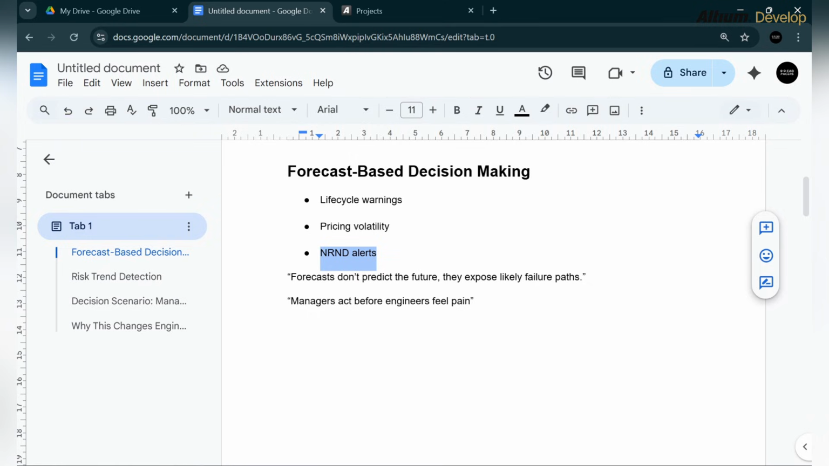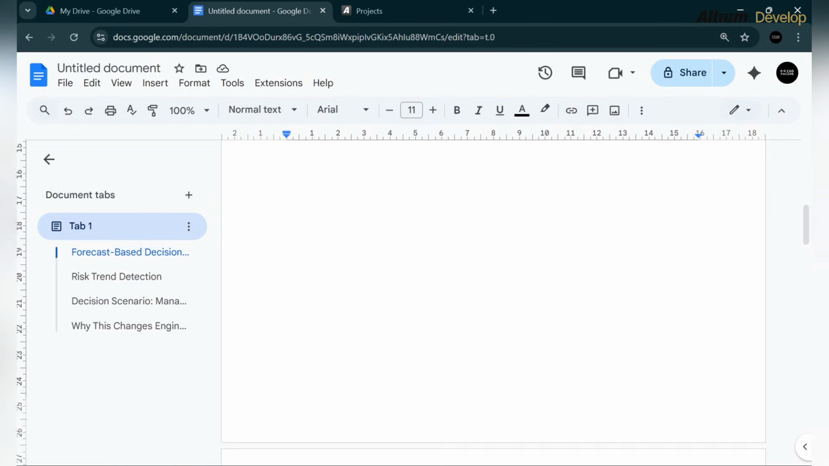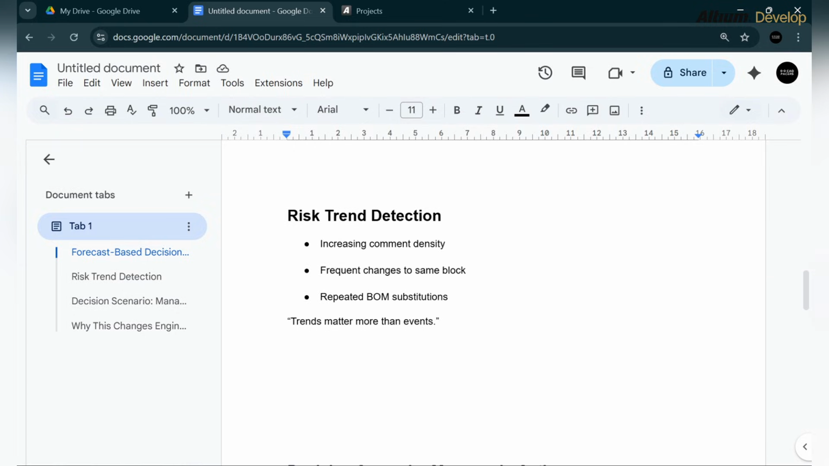So the decision makers or managers are not reviewing the design, they are just seeing the possibility of risk in our BOM. What is the problem with the BOM, and what will be the issue in the later stages? Forecasts don't predict the future, they expose likely failure paths, meaning what can be the failure in the next stages. So the manager acts before engineering feels pain, and can discuss with the engineers before they run into issues later.